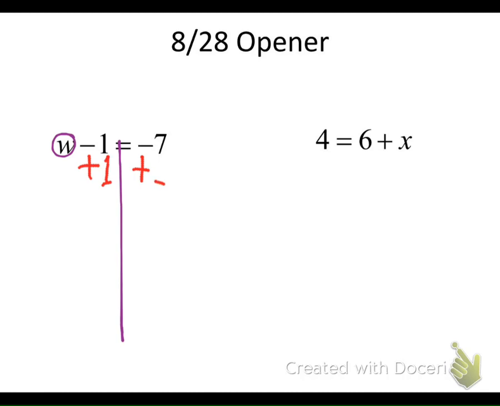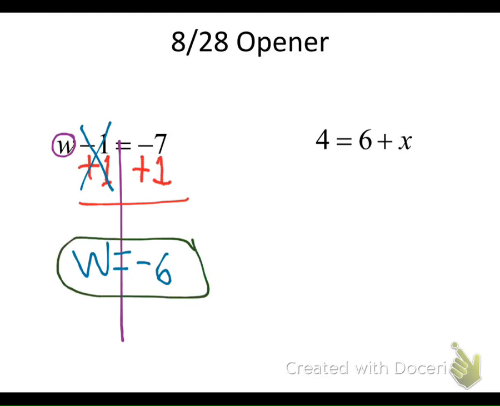Now, on my left side, I'm then able to cancel my -1 with my +1. They cancel each other out. So I'm going to show that they cancel each other out. That means then I can bring my W down. My equal sign is going to go on my line of equality. And then I'm going to solve. What's -7 plus 1? -6. And then my final thing I do is click. There you go.